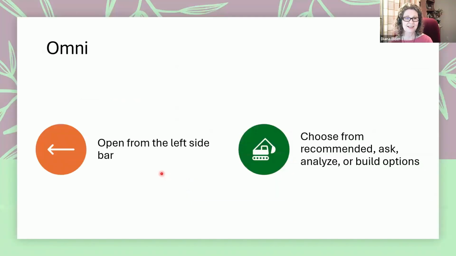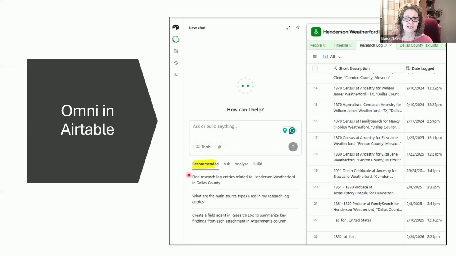So how do you get this to be able to show up? Well, you have to open it up from the left sidebar. There's a little circle with the Omni icon, and you just click it, it opens up. And then you get to choose what you want it to do. And it has recommended ask, analyze, or build options. So that's very helpful. It gives you some ideas of what to do. And already it's looking at my log and it's giving me some ideas about what I could possibly do.